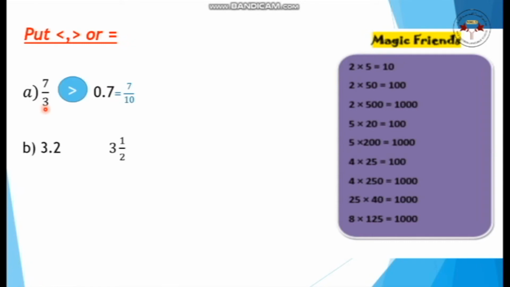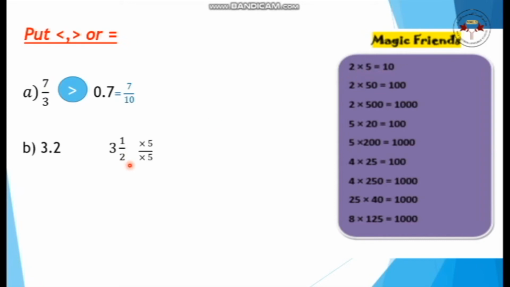Go next. Question number B, 3.2 and 3 and 1 over 2. Here is the decimal and here is the mixed number. So can I change this mixed number into a decimal? Yes, I can. How? First of all, you have to search for the friend of the 2. The friend of the 2 is 5 to give 10. So I will multiply by 5 up and down.